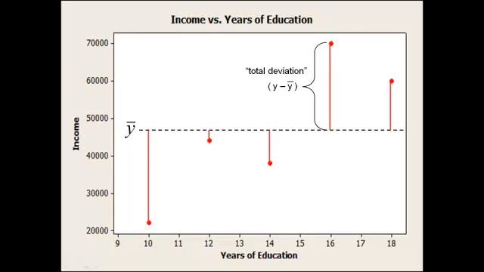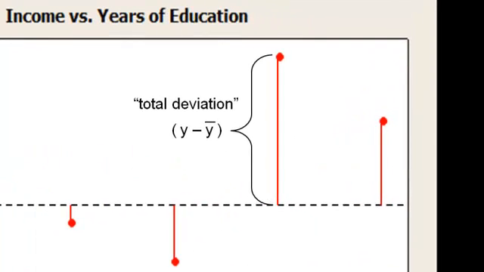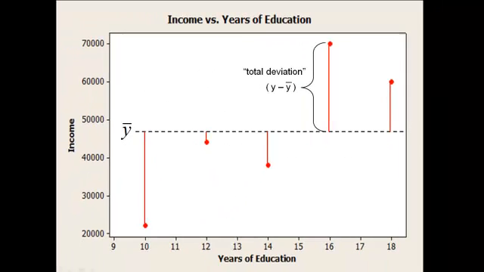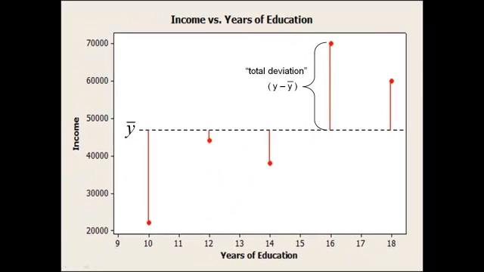Now, roughly speaking, we can think of the length of these bars as telling us something about how spread out the data points are in the y direction. In fact, we're going to call this difference between y and y bar the total deviation. And now I'm highlighting this total deviation for one point in our data, but clearly we can calculate this for each point in our data set. And so what the total deviation tells us is how far away in the y direction is each point from the average y, or in this case the average income.